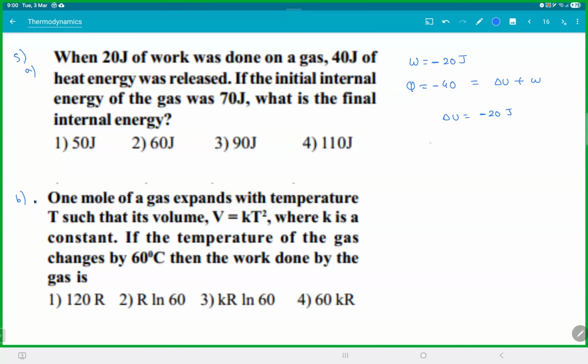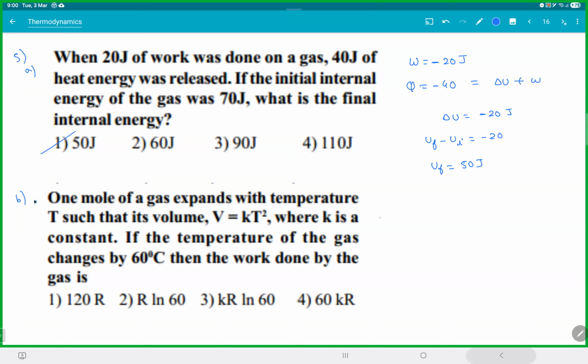And he's saying the initial energy. So this is U final minus U initial is equal to minus 20. U initial was 70, so U final is 50 joules. Be careful with your sign conventions here. It's not a tough question, but signs are important. And yes, some of you did get it. What about the next thing?